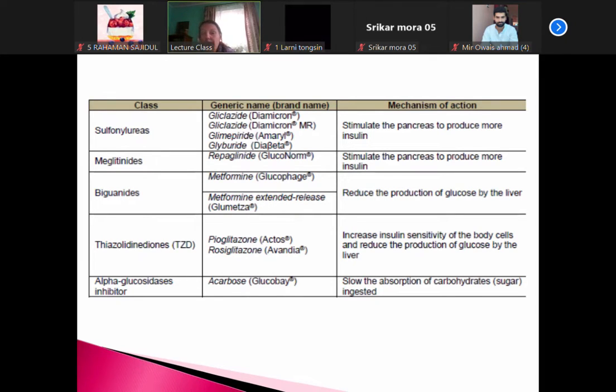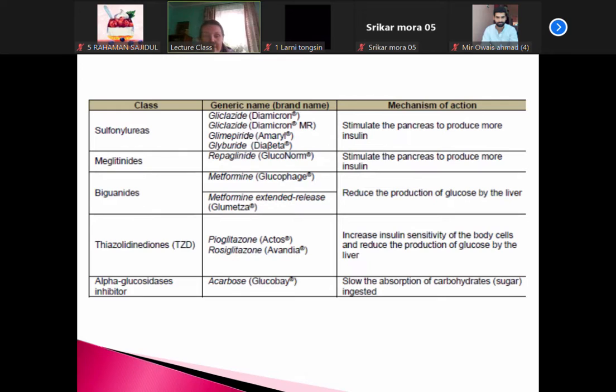mostly. Next group of drugs, TZD, thiazolidinediones. They also decrease production of glucose in the liver and also increase insulin sensitivity, but in adipose tissue and in muscles. So biguanides and thiazolidinediones, TZD, have a common effect. They decrease insulin resistance, which is the main pathogenesis of type 2 diabetes, and they reduce production of glucose in the liver.